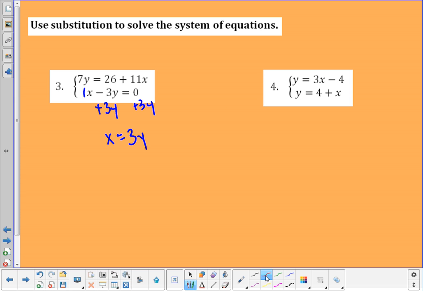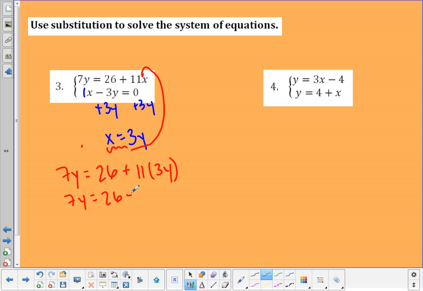And now, since I have x equals, I can take the 3y and plug it in for x right there. So I will have 7y equals 26 plus 11 times 3y. That's 7y equals 26 plus 33y. And then you have a couple choices. You can take the 7y and move it over here and be left with nothing, or you can take the 33y and move it back there, and then you don't have to worry about that 0. Usually I say move the smaller one, but since there's nothing else with the 7y, I'm going to take the 33y and move it over there.